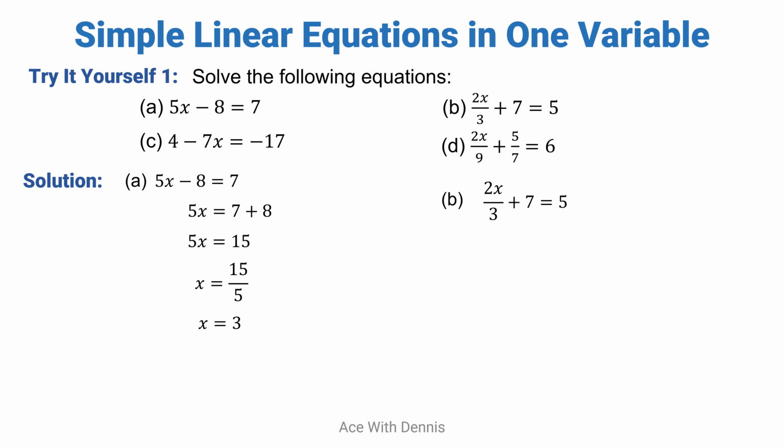For B, 2x over 3 plus 7 equals 5. Now we move the 7 to the right hand side. We get 2x over 3 equals 5 minus 7, which is negative 2. Then we move the 3 to the right hand side. From division becomes multiplication. So 2x equals negative 2 times 3, which is negative 6. And now we move the 2 to the right hand side. From multiplication becomes division. Hence x equals negative 6 over 2, which is negative 3.